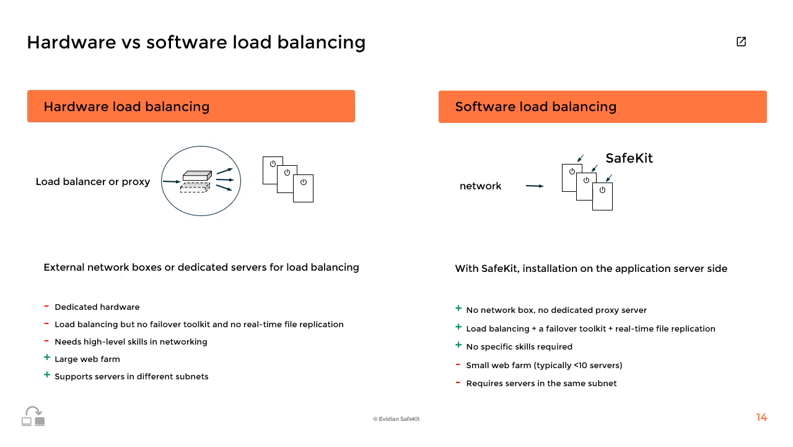Firstly, SafeKit does not require any additional load balancers or dedicated proxy servers above the farm. It is installed directly on the application servers in the farm, using a standard virtual IP address and Ethernet MAC address for the load balancing. This setup works seamlessly with physical servers or virtual machines on both Windows and Linux, without any special network configuration or advanced skills.